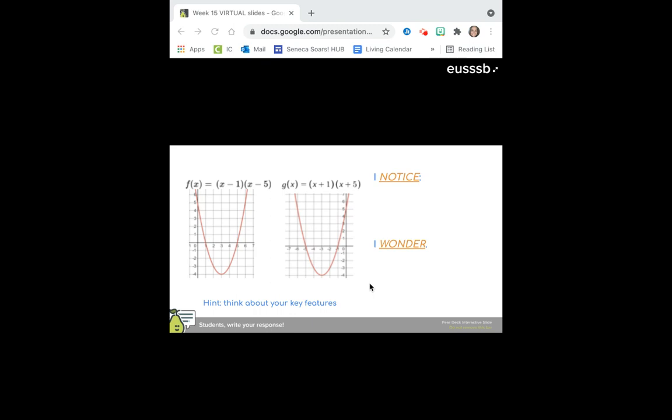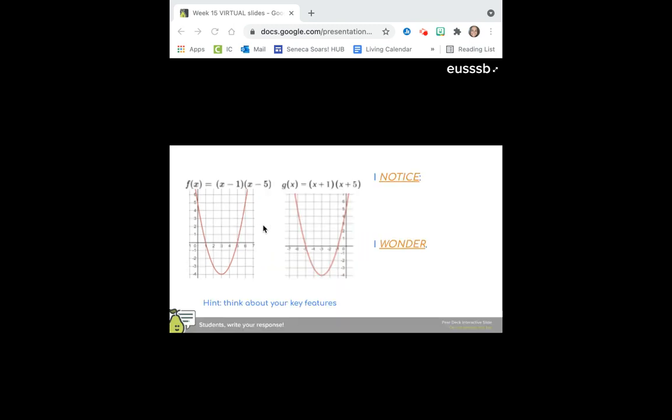Okay, so if we look at those two graphs and equations, we can see that the first equation, f of x, has two minus signs inside of the parentheses. And we can see that g of x has two plus signs inside of the parentheses. So those of you that were noticing that they look like mirror images of each other, that has a lot to do with it because this one has just minus signs and this one has only plus signs.